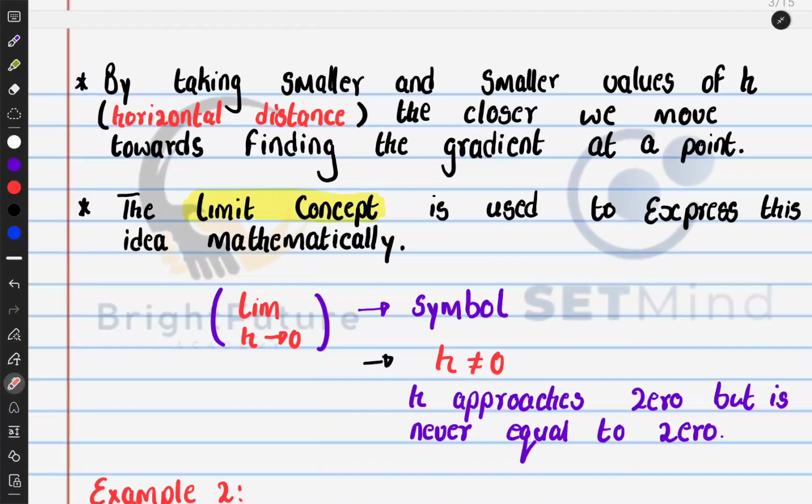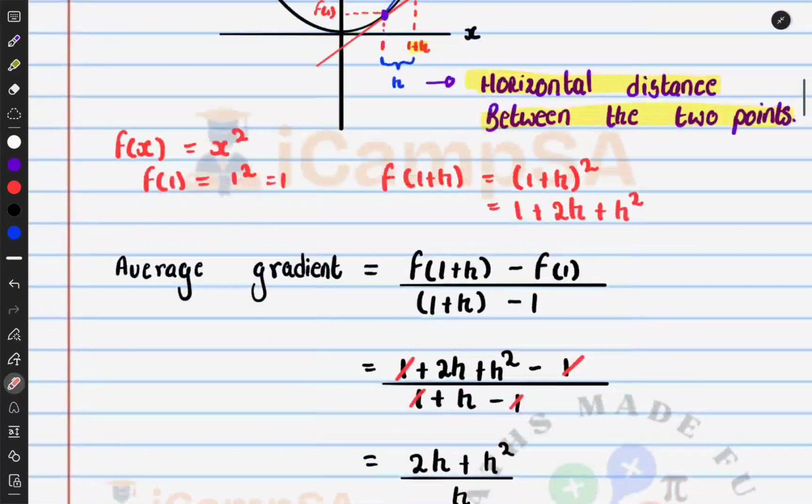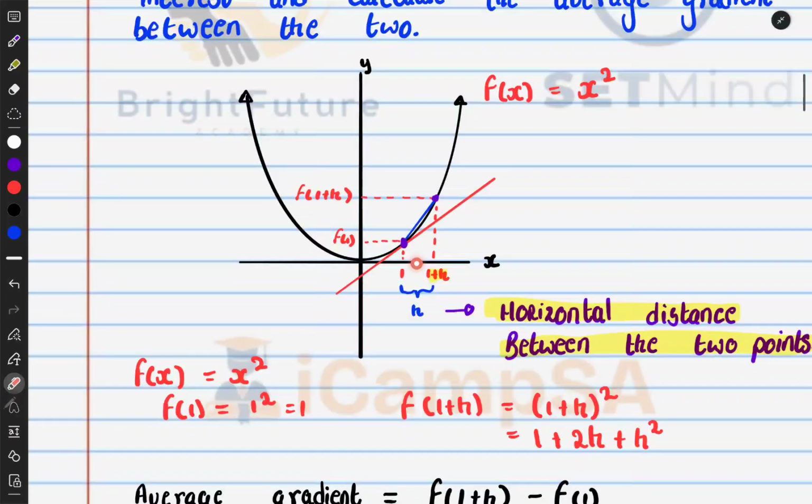So we use the limit concept to express that, because when we take smaller and smaller values of h, we are taking points closer and closer to the point of interest, to the point where we want to calculate the gradient. So we are moving closer and closer to that point by taking smaller and smaller values of h.